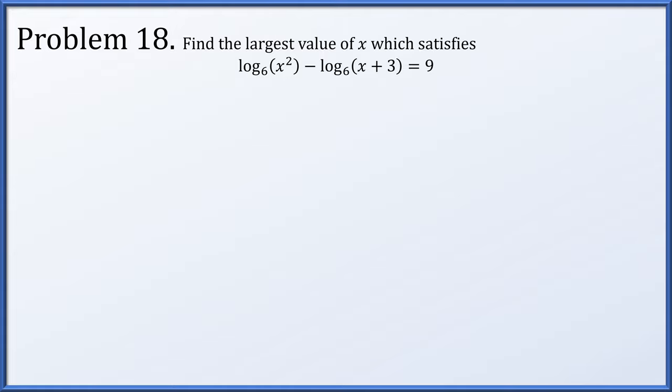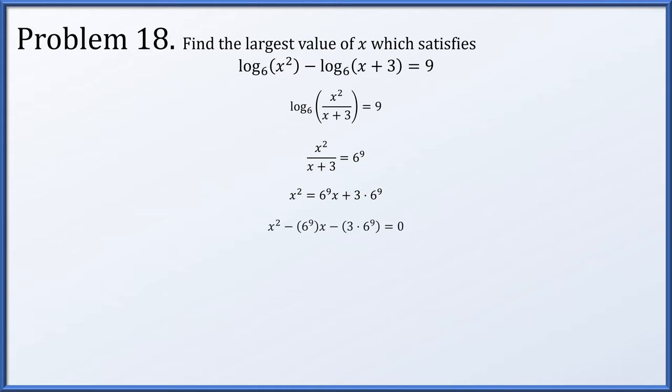Problem 18, find the largest value of x that solves the logarithm base 6 of x squared minus the logarithm base 6 of x plus 3 is equal to 9. Well, we've got two distinct logarithms on the left-hand side, and logarithms are much easier to deal with when you only have one of them, so turn that into the logarithm of a quotient. Now I can convert it to an exponential. x squared over x plus 3 is equal to 6 to the 9th. Multiplying both sides by x plus 3, we now have a quadratic. x squared minus 6 to the 9th times x minus 3 times 6 to the 9th is equal to 0.